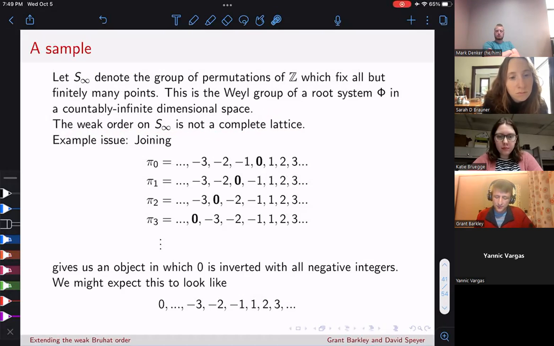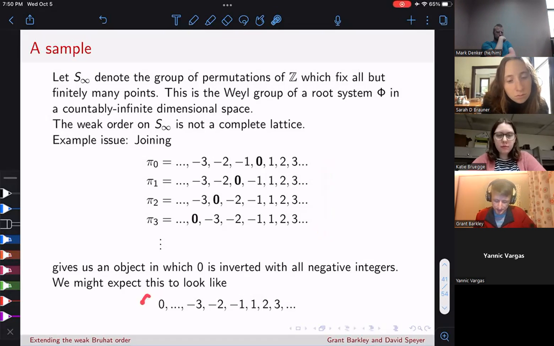And now why is that? Here I have listed a sequence of permutations of the integers fixing all but finitely many points, so elements of this symmetric group. And each one, as we go down the sequence, moves 0 further to the left. So 0 is getting inverted with more and more elements of the sequence. If we wanted to take the join of this sequence of permutations, you can just picture this as a limit. We might expect that 0 just goes over here to the left of all numbers.